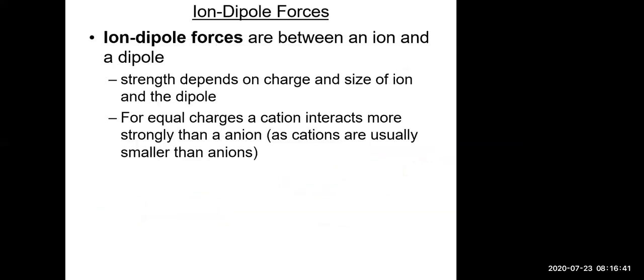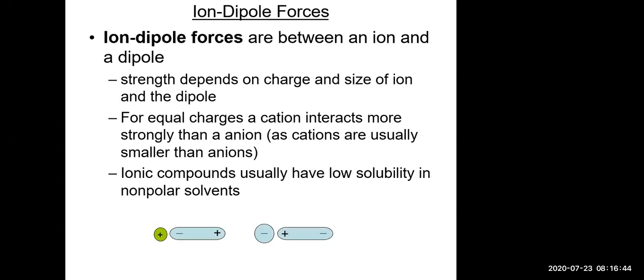Now, another type of interaction that occurs is sometimes referred to as ion-dipole forces. And ion-dipole forces are pretty much what the name implies. It involves an ion, so that's either going to be a cation or an anion, positive or negative, and a polar molecule. So this is basically a force between an ion and a polar molecule.